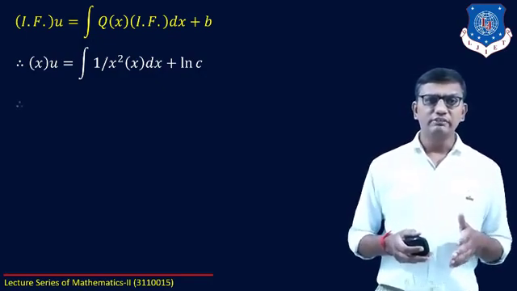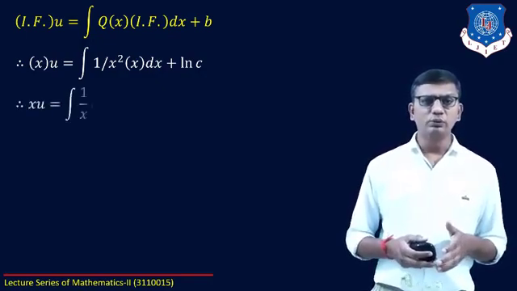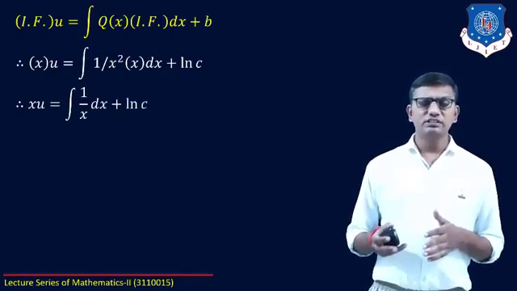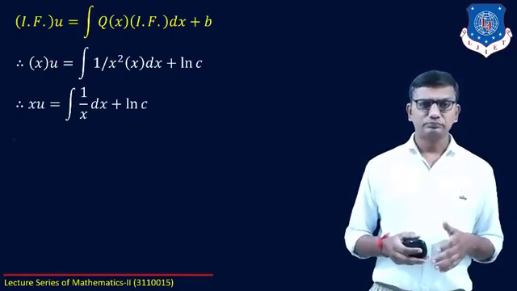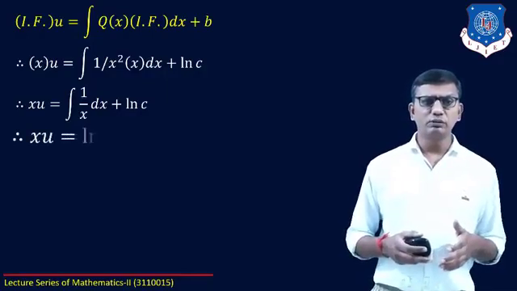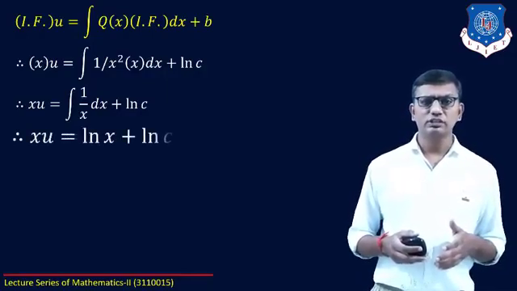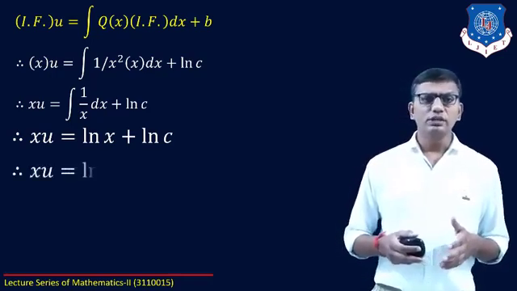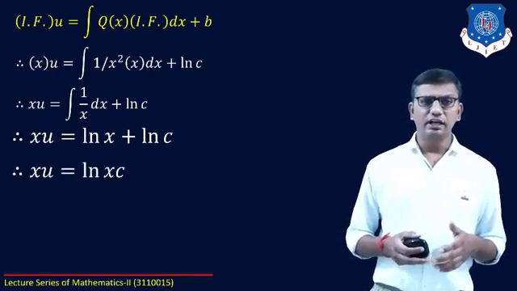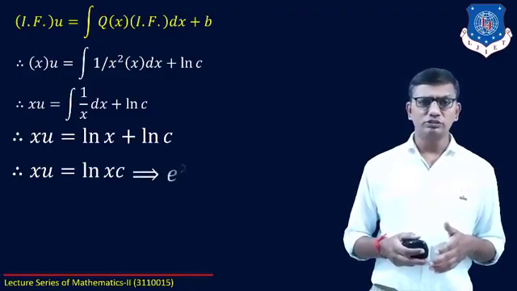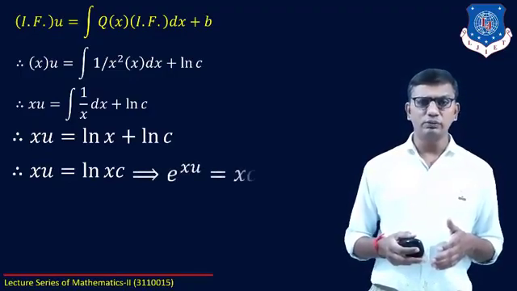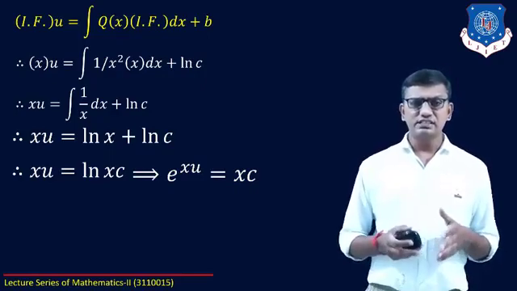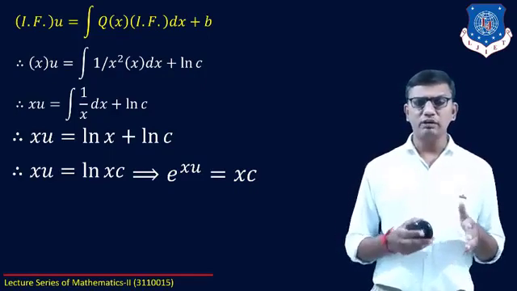Then finally we get x u equal to integration of 1 upon x dx plus ln c. Now that is x u equal to log c plus log x, and that can be written as x u equal to ln xc. Now we remove the log from both sides, and e raised to x u equal to xc. C is arbitrary constant and u is some value of y or some power of y.